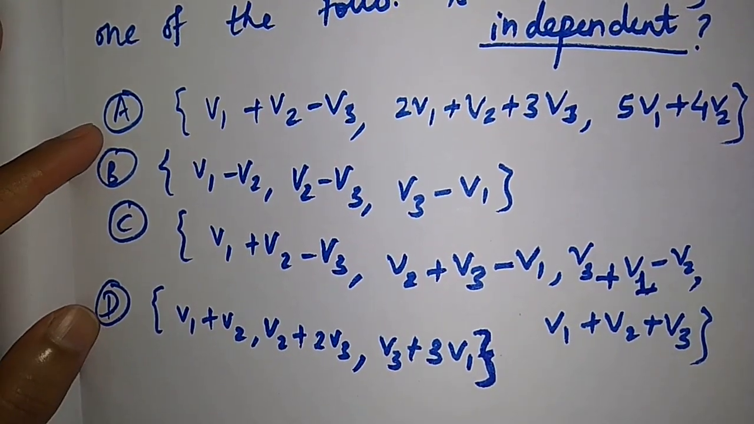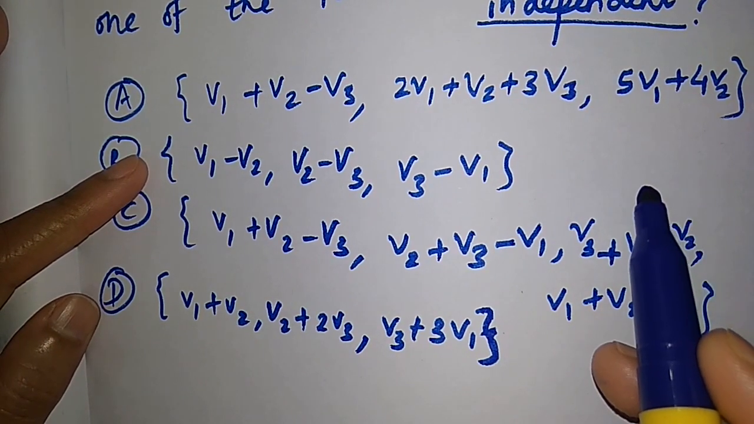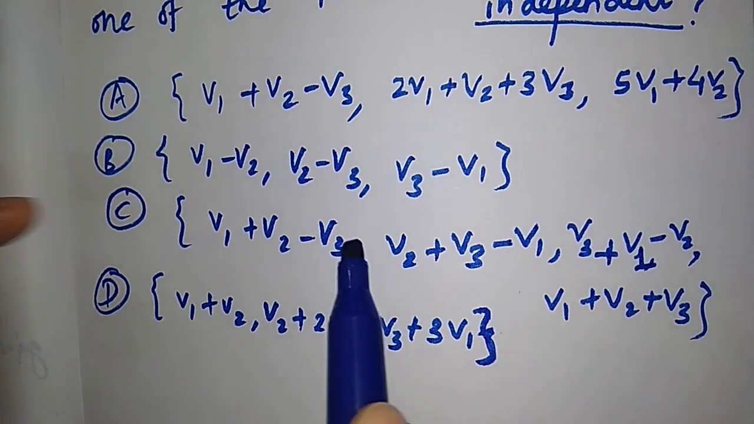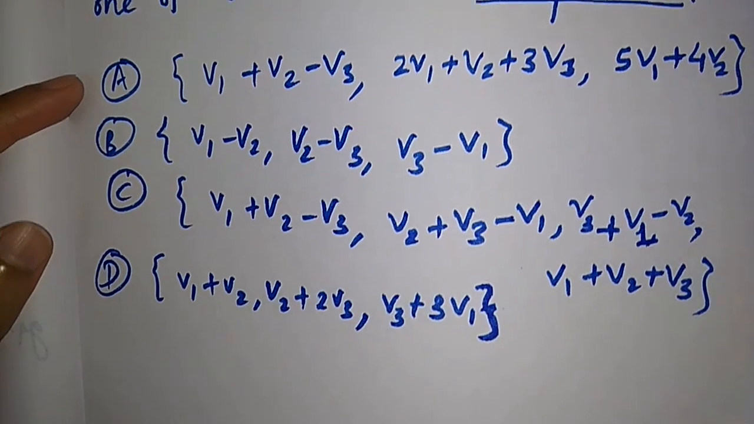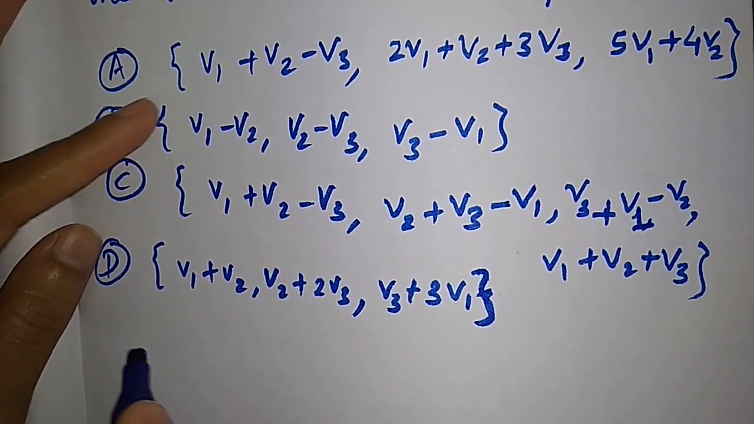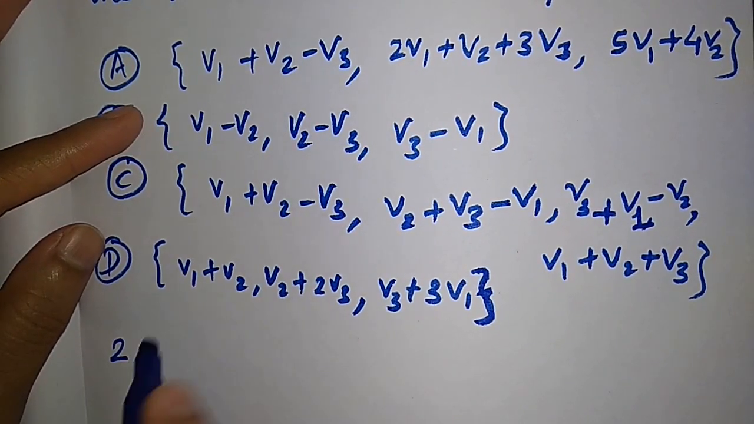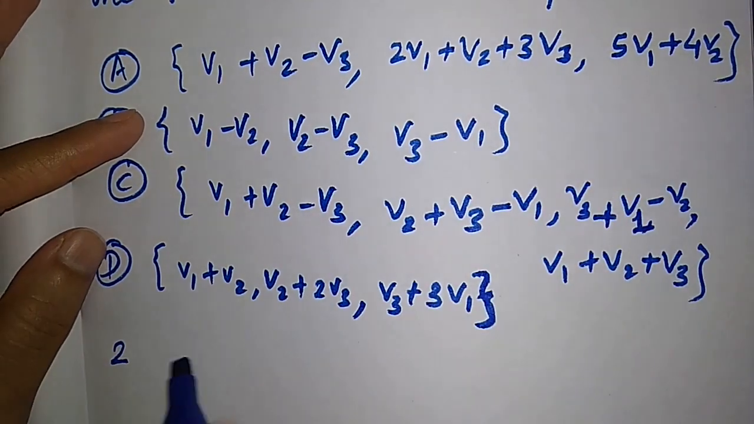So the first option says that this set is linearly independent. Let us see whether this is independent or not. Just take 2 times the first vector. I am calling the first vector A, this is B, and the third vector is C.